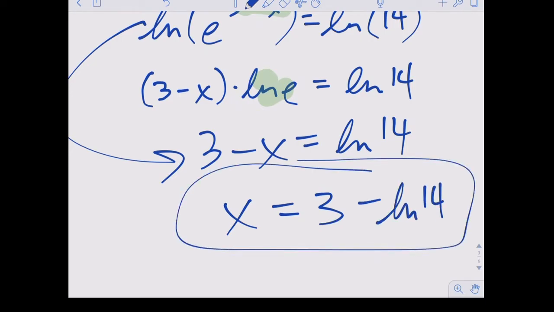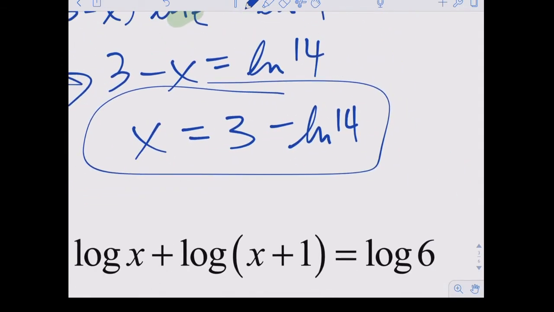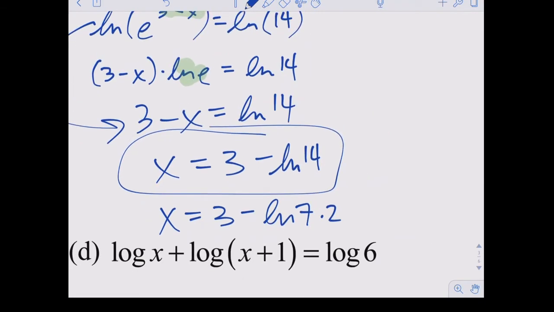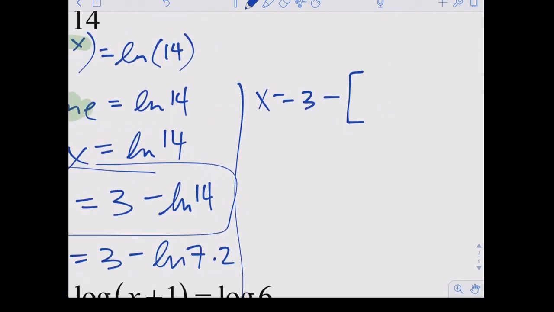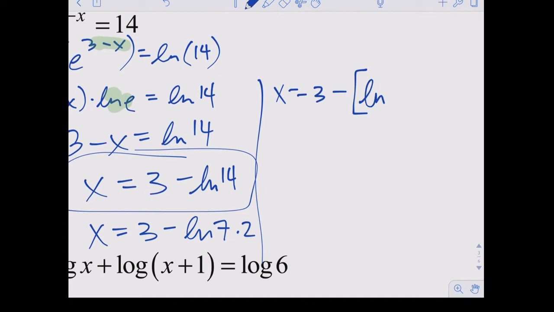You want to stop there? I would. You think College Board would stop there? Maybe not. They might call the natural log of 14 7 times 2. Here's where they start playing. And then you would get 3 minus... I could use the properties of logs to expand it, and I would need some kind of grouping symbol. The natural log of 7 times 2 is the same as the natural log of 7 plus the natural log of 2. But then because there was a minus sign in front, I would need to then distribute.